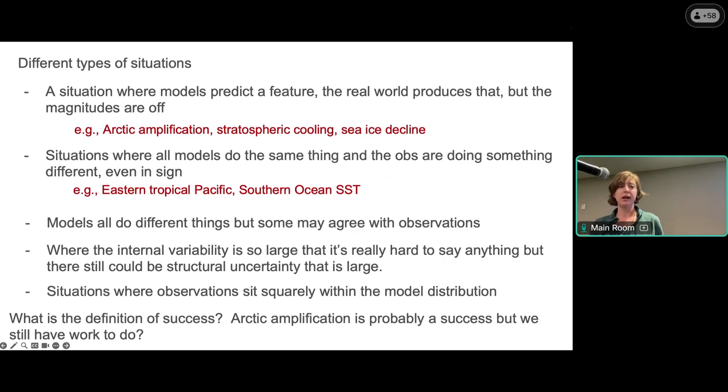So I think this kind of raised the question: what do we consider to be a success of the models? We have great successes like arctic amplification and many of the basic features of climate change that models have predicted for a long time, but now it's kind of like, is that enough? We want to get the actual magnitudes of things right.